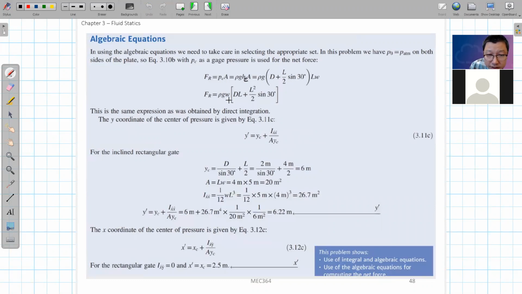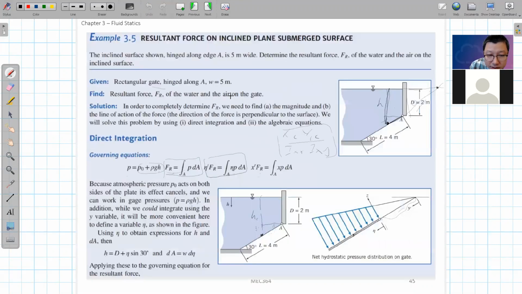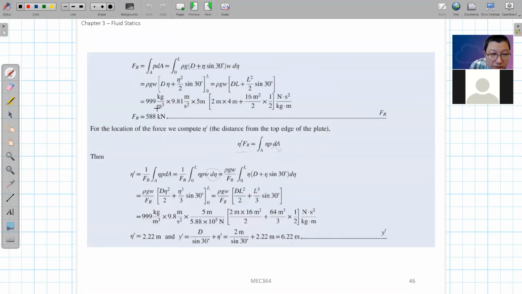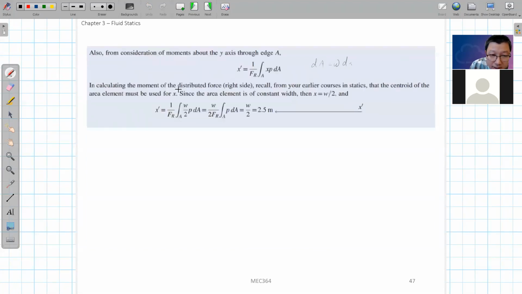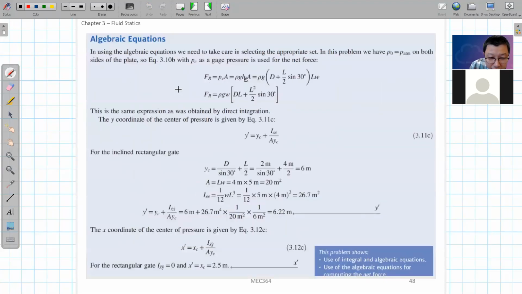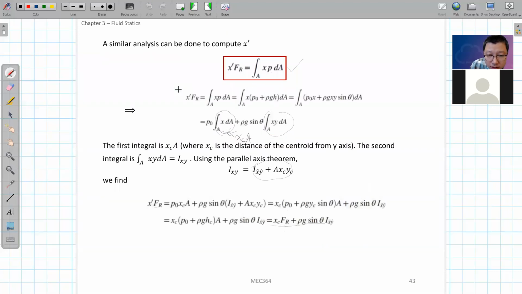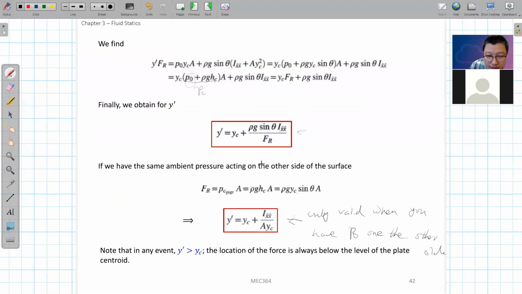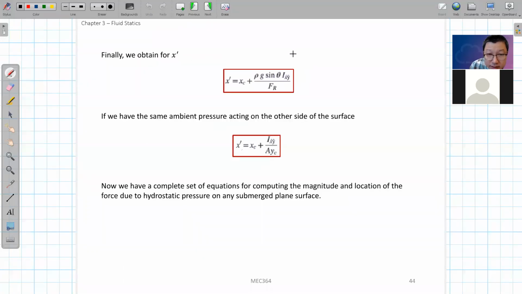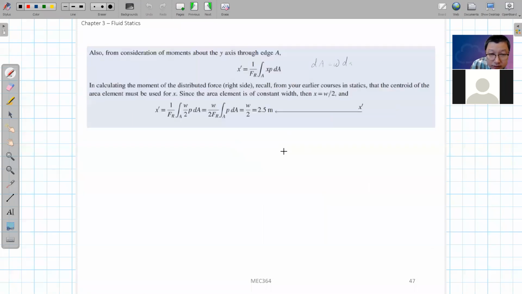And using this equation, okay, put in all the parameters that you have, you will get the same result as this F_R value here. Okay, and similarly, when you want to calculate the y prime and x prime, now we can try using this equation, this equation and this equation here, using this moment of area and this xc value, yc value.